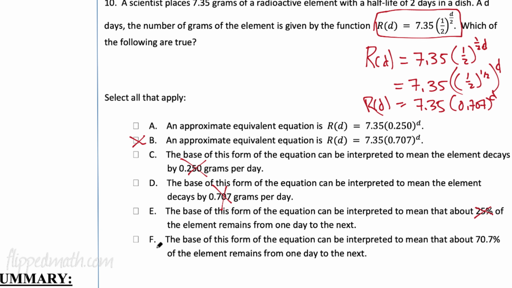The last one, F, the base of this form can be interpreted to mean about 70% of the element remains. That is correct. We have about 70% of this, and then you do 70% of that, and then 70% of that. So in this multiple choice question, we have B and F are the correct answers.